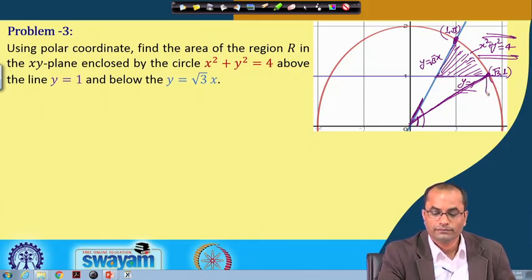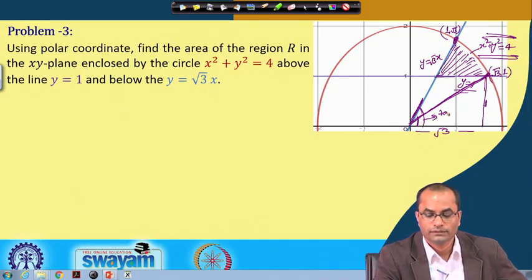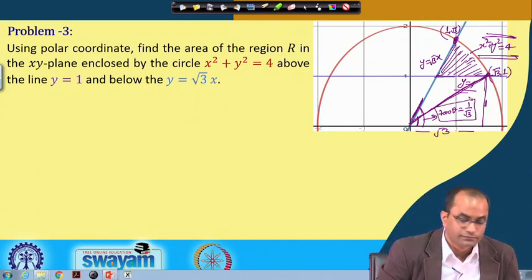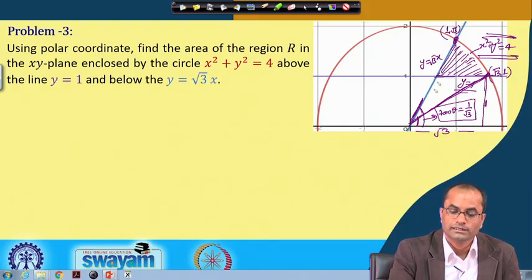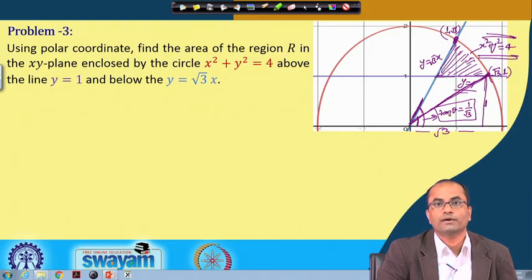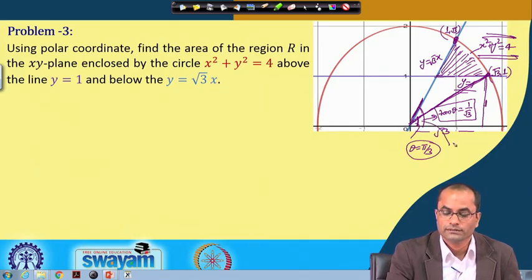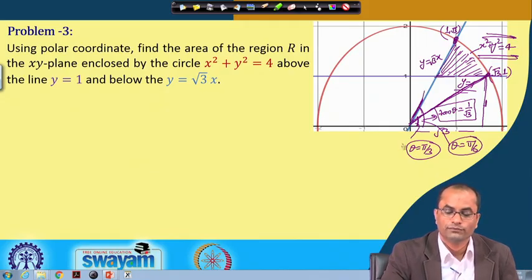With this we can now easily compute the angle, because the vertical distance is 1 and here is square root 3 for the first angle. So, tan theta will be 1 over square root 3, and we get that theta is pi by 6. Similarly, for the other one, tan theta will be square root 3, which means theta will be pi by 3. So, we are moving from pi by 6 to pi by 3 for theta.